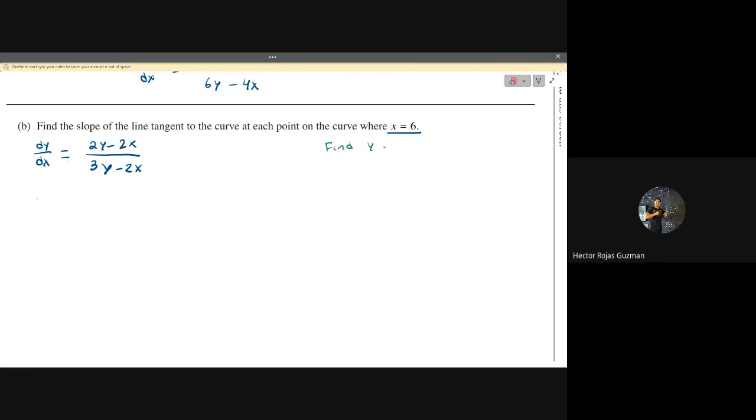find my y value. So I'm going to go back to the original equation, 2x squared plus 3y squared minus 4xy equals 36. And I'm going to use the 6 to find y. So this is going to be 2 times 36, which is 72.